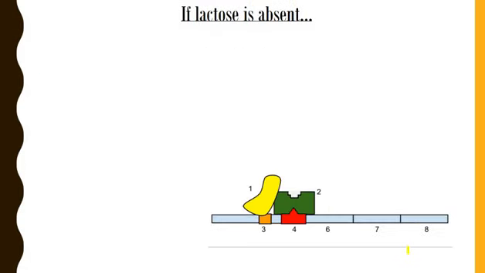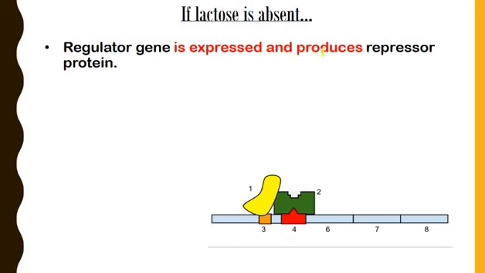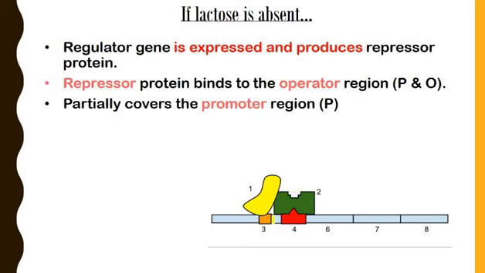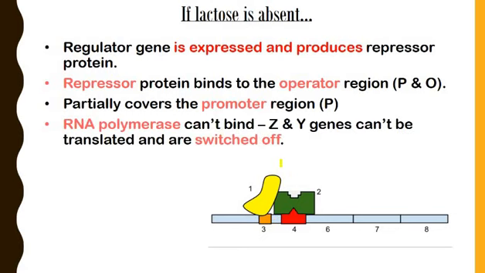If there is no lactose, what we have is the regulatory gene that's further upstream is expressed and produces this repressor protein that sits on this operator and partly covers the promoter region as well. And that means that RNA polymerase can't bind, and if it can bind, it can't go through anyway. So the structural genes cannot be transcribed. They should say transcribed, not translated. Transcribed first, then translated, and so we say that they are switched off. Those are not active genes in that particular cell.